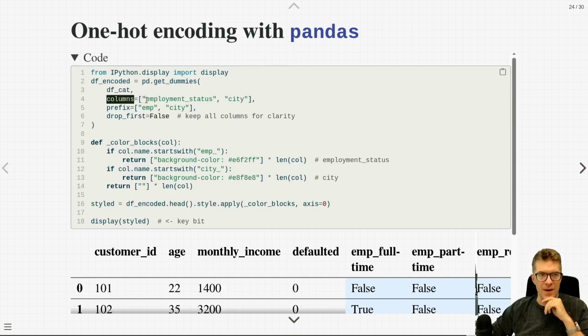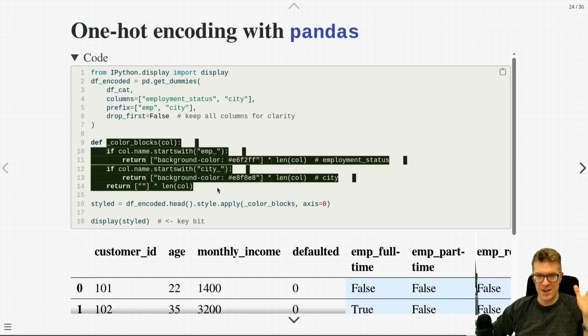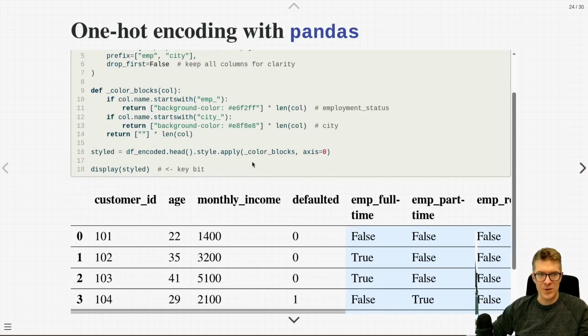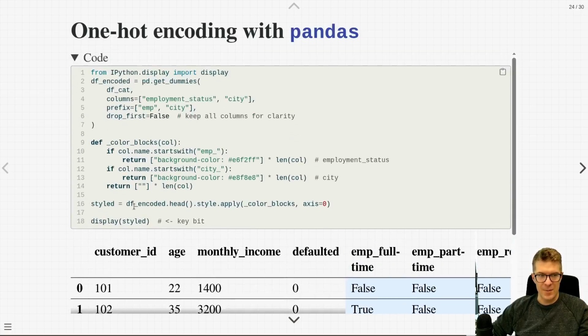Again, I have my columns, my categorical columns, and I want to keep everything. I have this function over here, which basically has colors in the blocks. Again, this is nothing to do with this class, but if you care about just learning Python and visualization, the function from line 9 to line 14 is just doing the coloring that you see here. But what's really happening here is that I'm taking my encoded data and providing the coloring that I specify in color blocks, and then I display it.